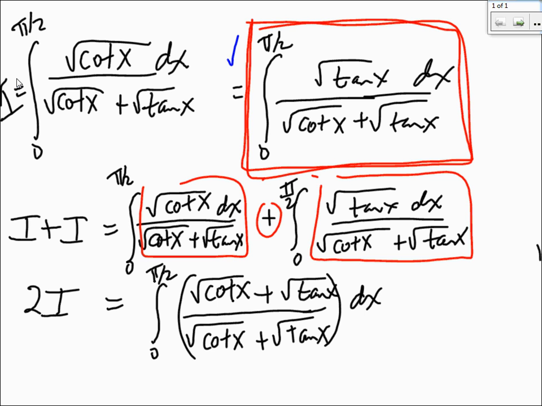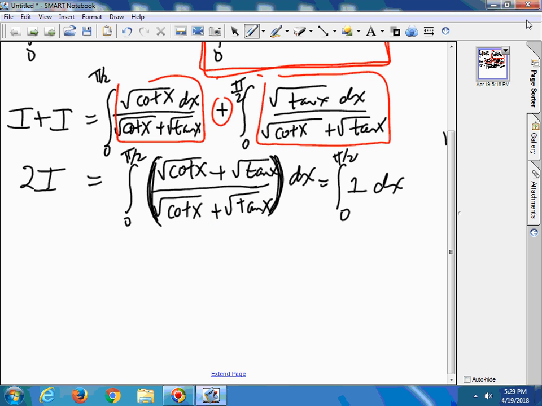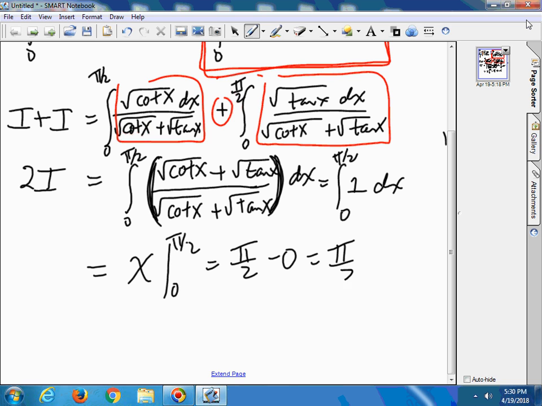But here's where everything comes together. What's in these parentheses is 1. I'm just integrating 1 dx from 0 to pi over 2. But that's a pretty standard integral. The integral of 1 dx is x, and we go from 0 to pi over 2, so we get pi over 2 take away 0, which is pi over 2. So 2I is pi over 2.